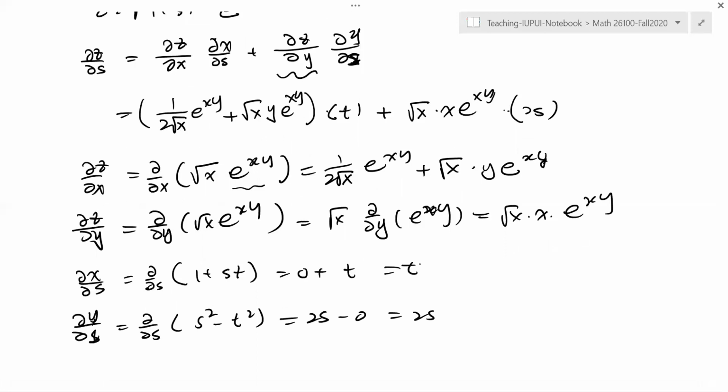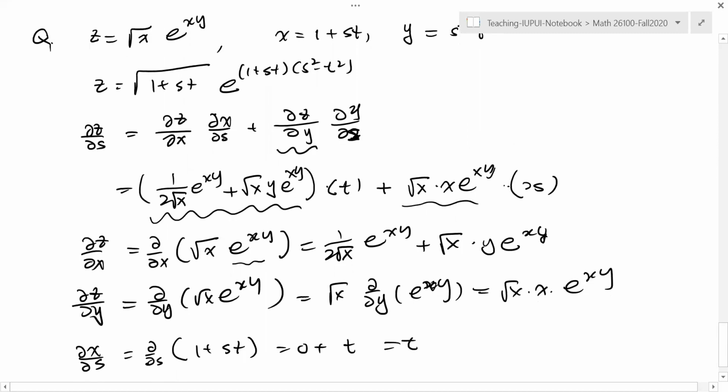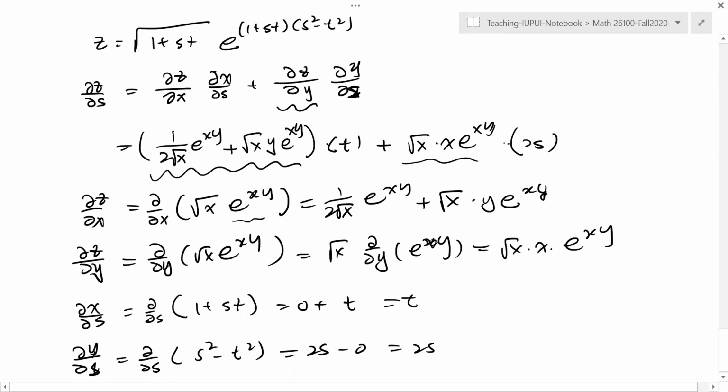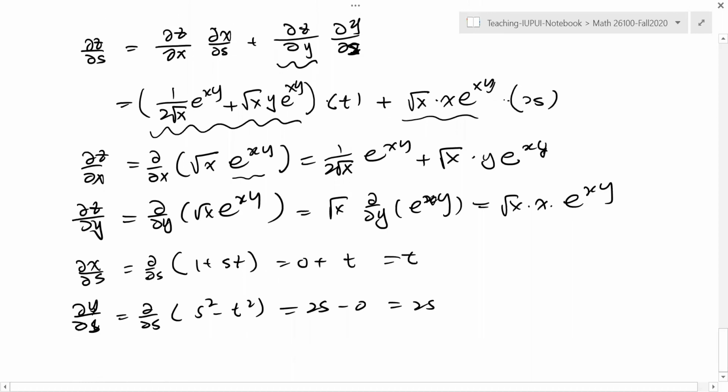My opinion is you don't need to replace x and y by the given formulas 1 plus st and s squared minus t squared, because otherwise the expression is more complicated. So it's very clear to me now. You solve the problem. The answer is almost ready. So this is how we do the problem.